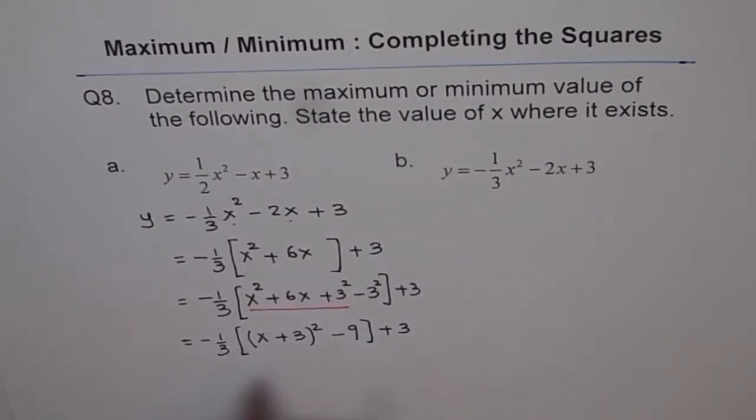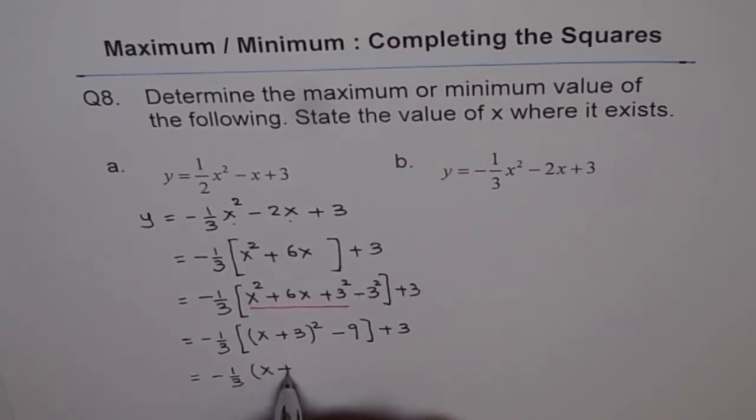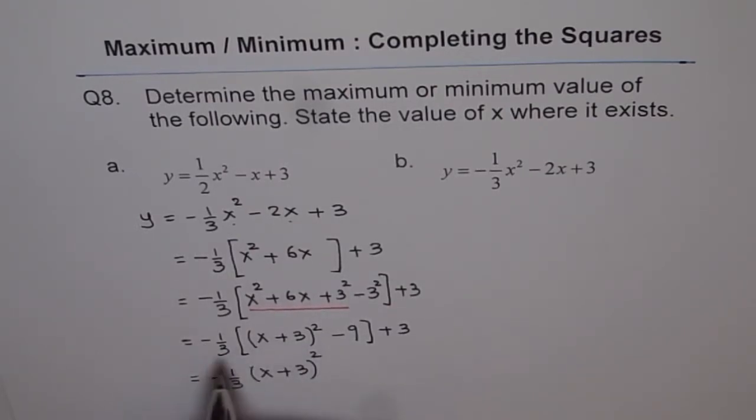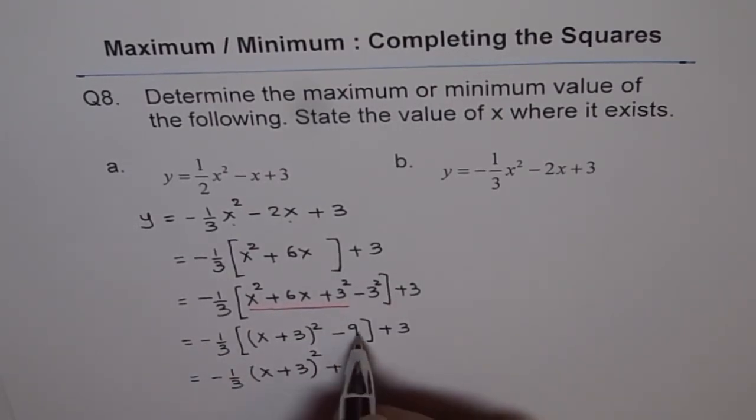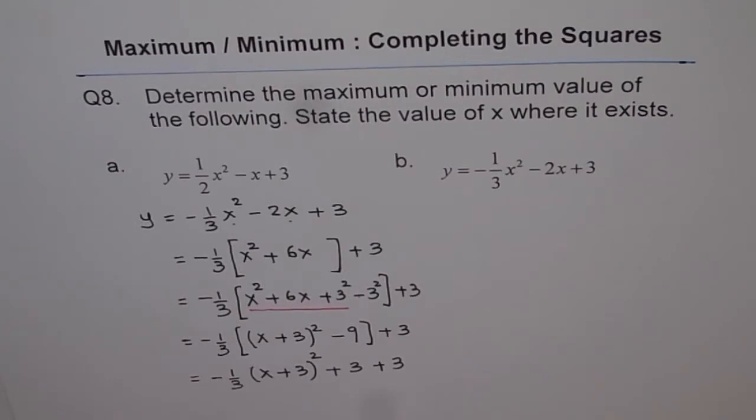Do you see two different kinds of brackets? It makes things clear, right? So now let's open the brackets and we get minus 1 over 3 x plus 3 whole square. Now when you open this bracket, minus and minus becomes plus. 9 divided by 3 is 3, plus 3, correct? So that is the statement, a perfect square. We are close to the final.